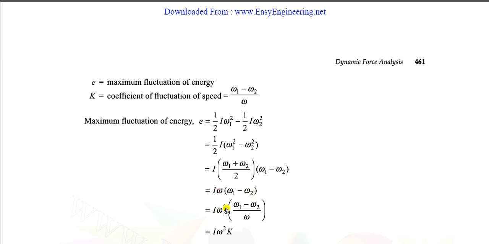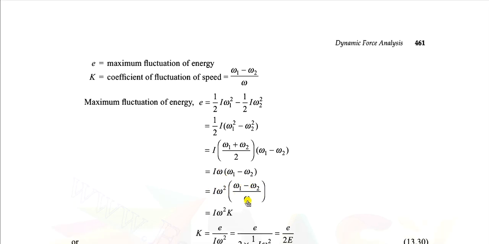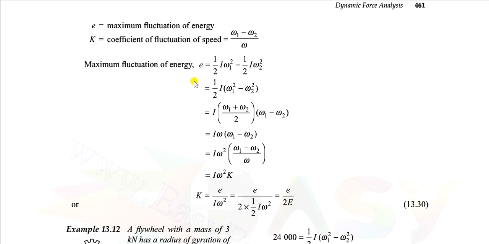So what we have done, we have multiplied and divided by omega, just to put this expression as k or Cs, because (omega 1 minus omega 2) by omega will give you the coefficient of fluctuation of speed. Okay, so E, maximum fluctuation of energy, I can write as I omega square Cs or k.